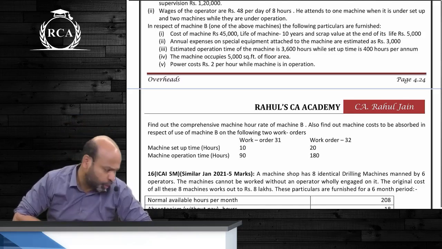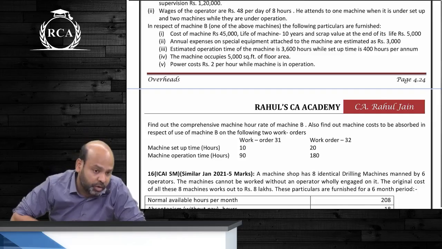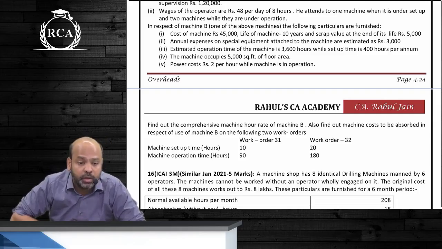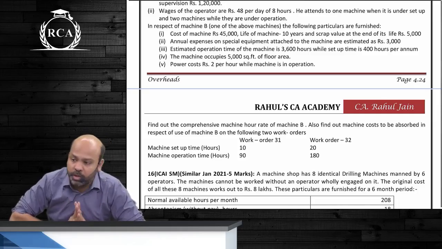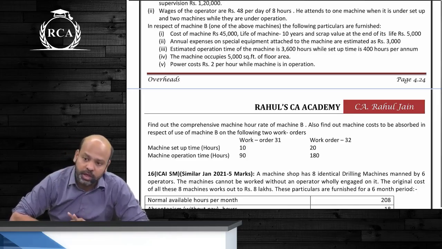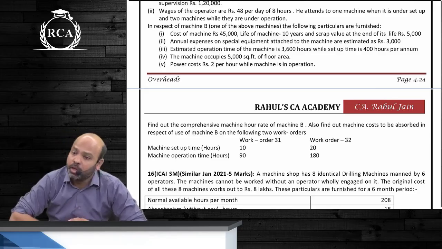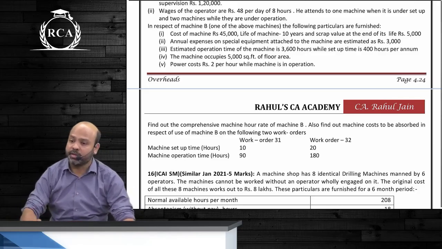ये जो बाकी पूरे expenses है बेटा, other than operator wages and power costs, we are going to divide that by how many hours? 4,000 hours. Total productive time in a year is 4,000 guys. So all the other expenses you're going to divide by 4,000 hours other than power and operator. ये अलग से compute करेंगे. समझ में आ रहा है नहीं आ रहा है?